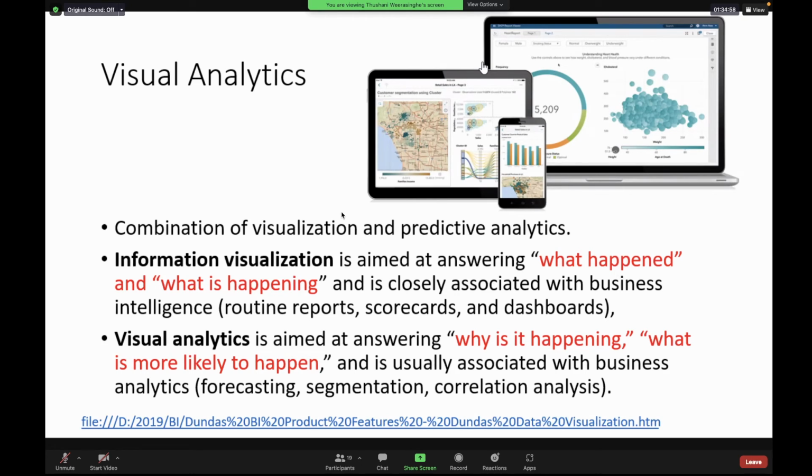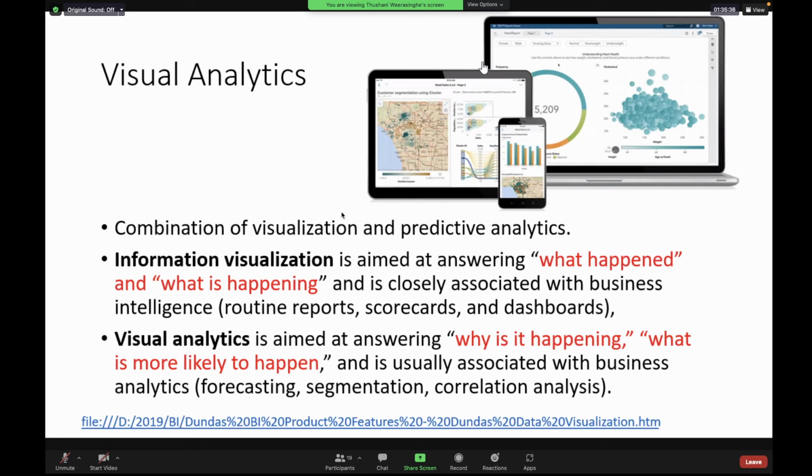Then you want to analyze it and see why it is happening, then what is most likely to happen next. Then you do some more analytics and further do some predictions and forecasting, or go for more information with clarifying details. Why is that? How does it happen? The reasons behind it. If you want to answer such questions, then you can go for analytics.